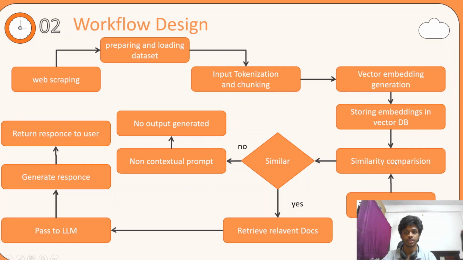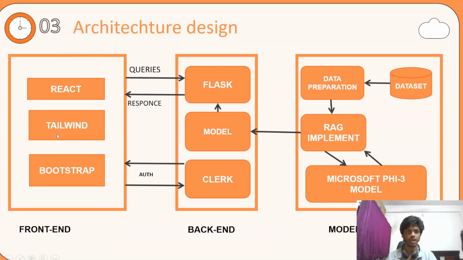The similarity comparison is done, and then we check if it's similar or not. If similar documents are found, we retrieve them from the vector database where they're stored. If not, it says it's a non-contextual question, not related to transport. If relevant documents are found, they are passed to the LLM. Here we use Microsoft Phi 3 as our LLM model, and the LLM plus the relevant documents are used to generate the response, which is returned to the user in the form of the UI.